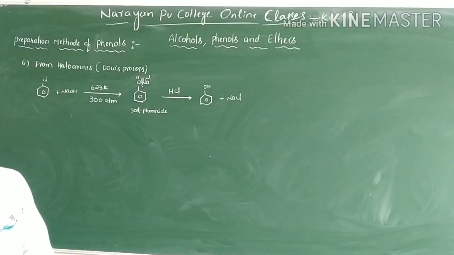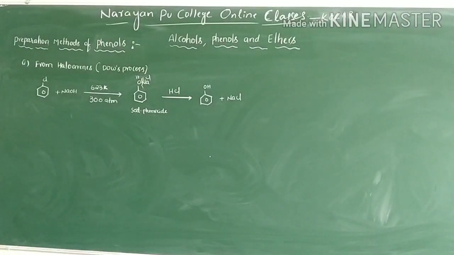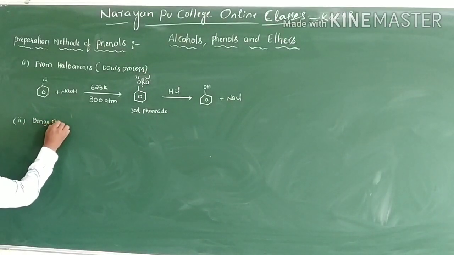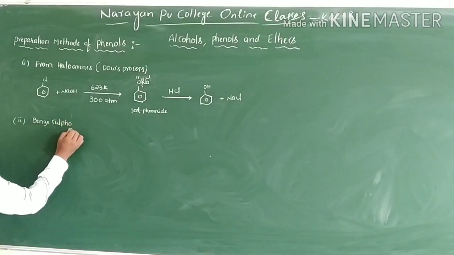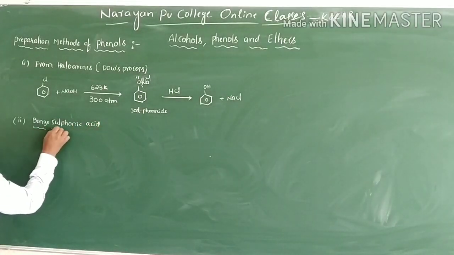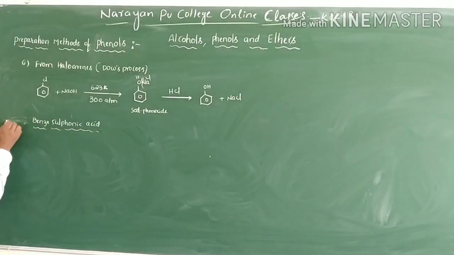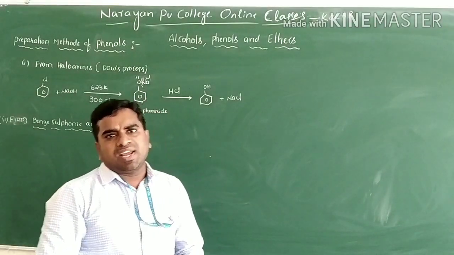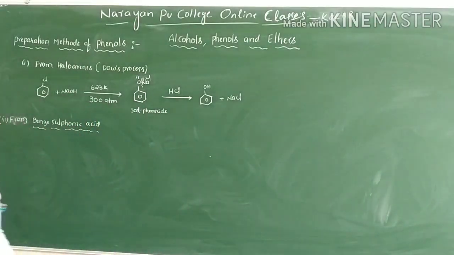And the next, second method is from benzene sulfonic acid. Next one is from benzene sulfonic acid. You know what benzene sulfonic acid is? On the benzene, SO3H should be present. And how do we prepare that one?